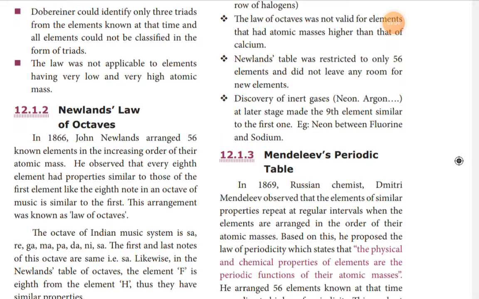The next one, Mendeleev's periodic classification. Mendeleev arranged elements in the increasing order of atomic mass, so the physical and chemical properties of elements are the periodic functions of their atomic mass. He arranged the 56 elements known at that time, and he paved the way for the modern periodic table.